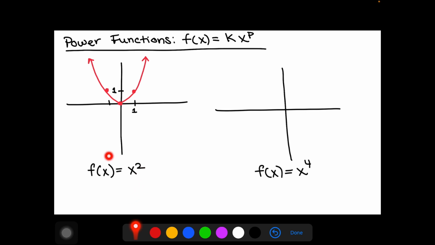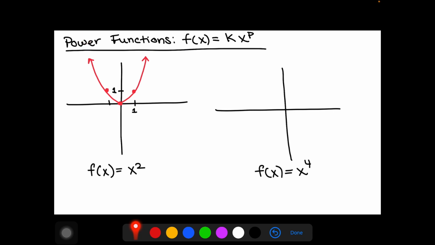We've considered our quadratic functions in the past, and y equals x squared looks like a parabola. Goes through the origin, (1, 1), (-1, 1). As you go to the right, it goes up. As you go to the left, the graph also goes up.